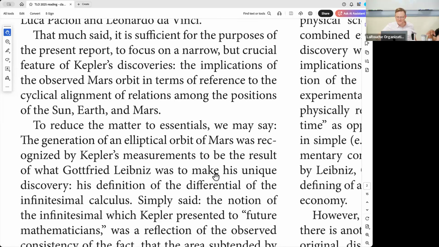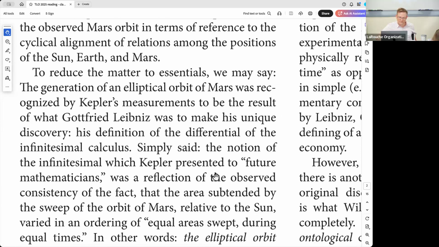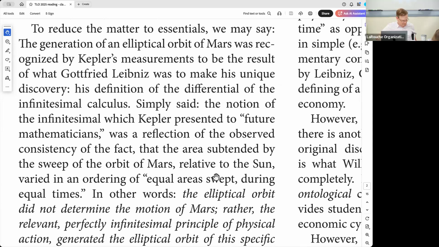That much said, it is sufficient for the purposes of the present report to focus on a narrow but crucial feature of Kepler's discoveries, the implications of the observed Mars orbit in terms of reference to the cyclical alignment of relations among the positions of the Sun, Earth, and Mars. To reduce the matter to essentials, we may say the generation of an elliptical orbit of Mars was recognized by Kepler's measurements to be the result of what Gottfried Leibniz was to make his unique discovery, his definition of the differential of the infinitesimal calculus.